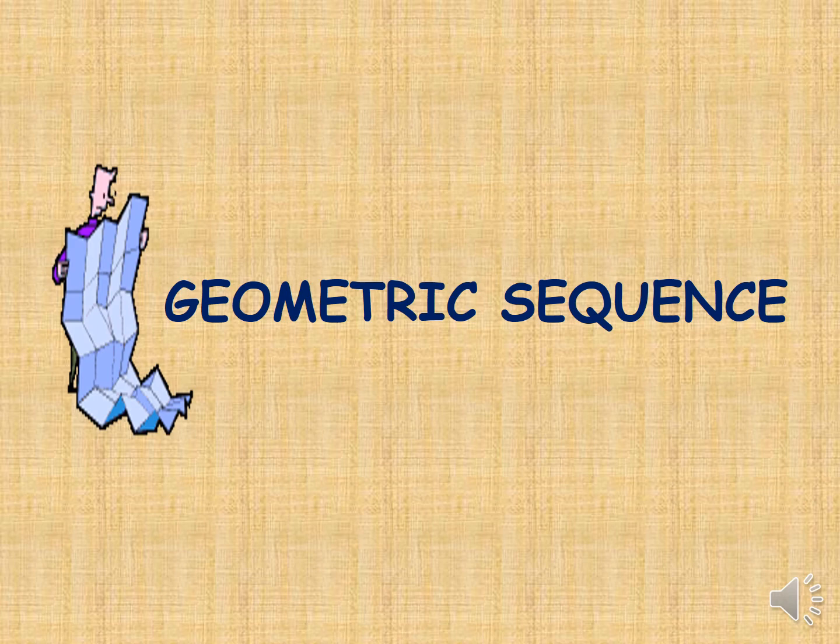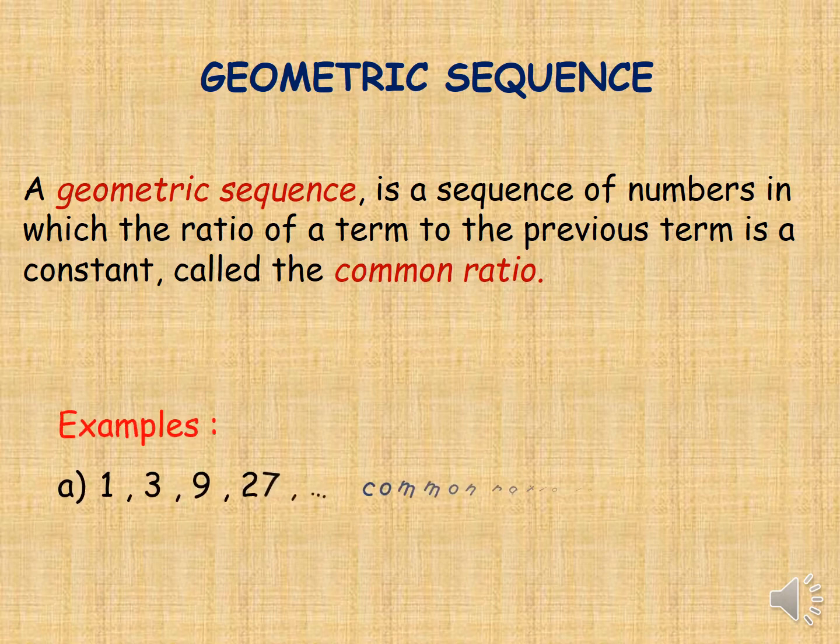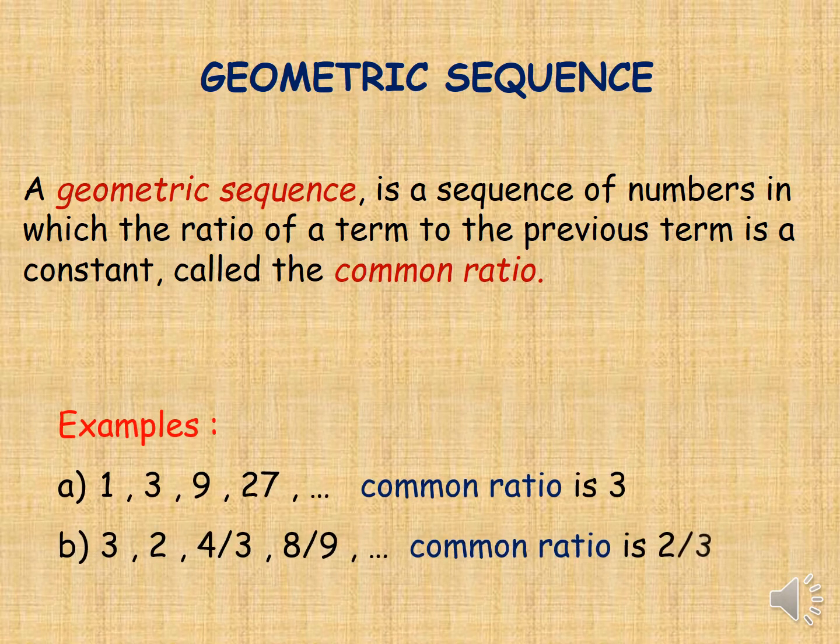Geometric sequence. A geometric sequence is a sequence of numbers in which the ratio of a term to the previous term is a constant, called the common ratio. Examples: the sequence 1, 3, 9, 27, the common ratio is 3. Sequence 3, 2, 4 over 3, 8 over 9, the common ratio is 2 over 3.